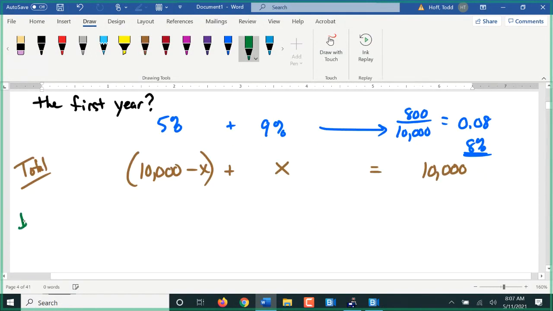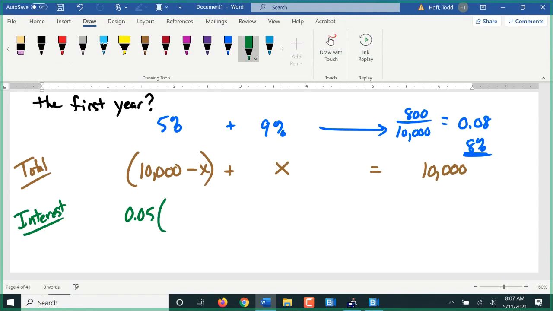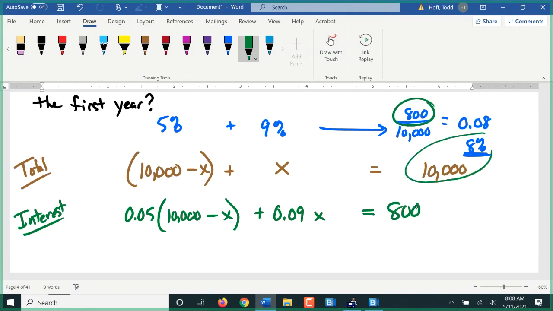So in this case, now it's not a solute we're looking at, it's a total interest. So we've got still the same formula though. 5% becomes 0.05 times that amount of 10,000 minus X. 9% becomes 0.09 times that amount of X equals, I could do 0.08 times 10,000, but I know I want that amount to be 800, so I just put in the 800 there. If I put in 0.08 times 10,000, I'm just going to combine them to get 800 in the next step anyway.